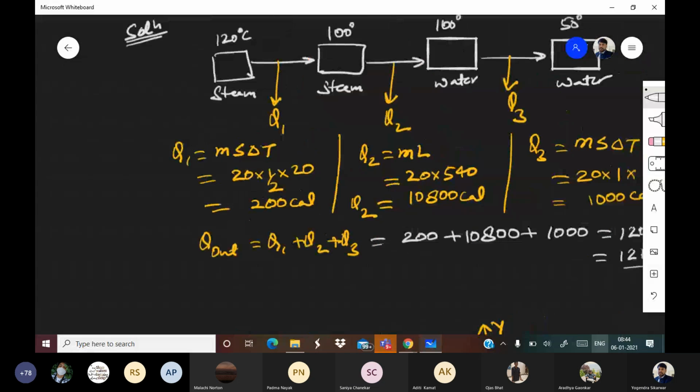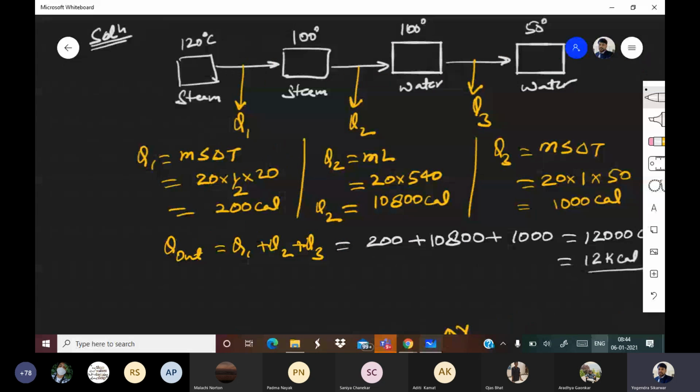Excuse me, sir. How that Q2 part, can you explain to me, sir? Q2 is equal to m L. m is 20 and L is 540. Not specific heat, latent heat of vaporization is 540. We have talked about it yesterday. Oh, yes, sir. Understood, sir. Thank you. Okay.